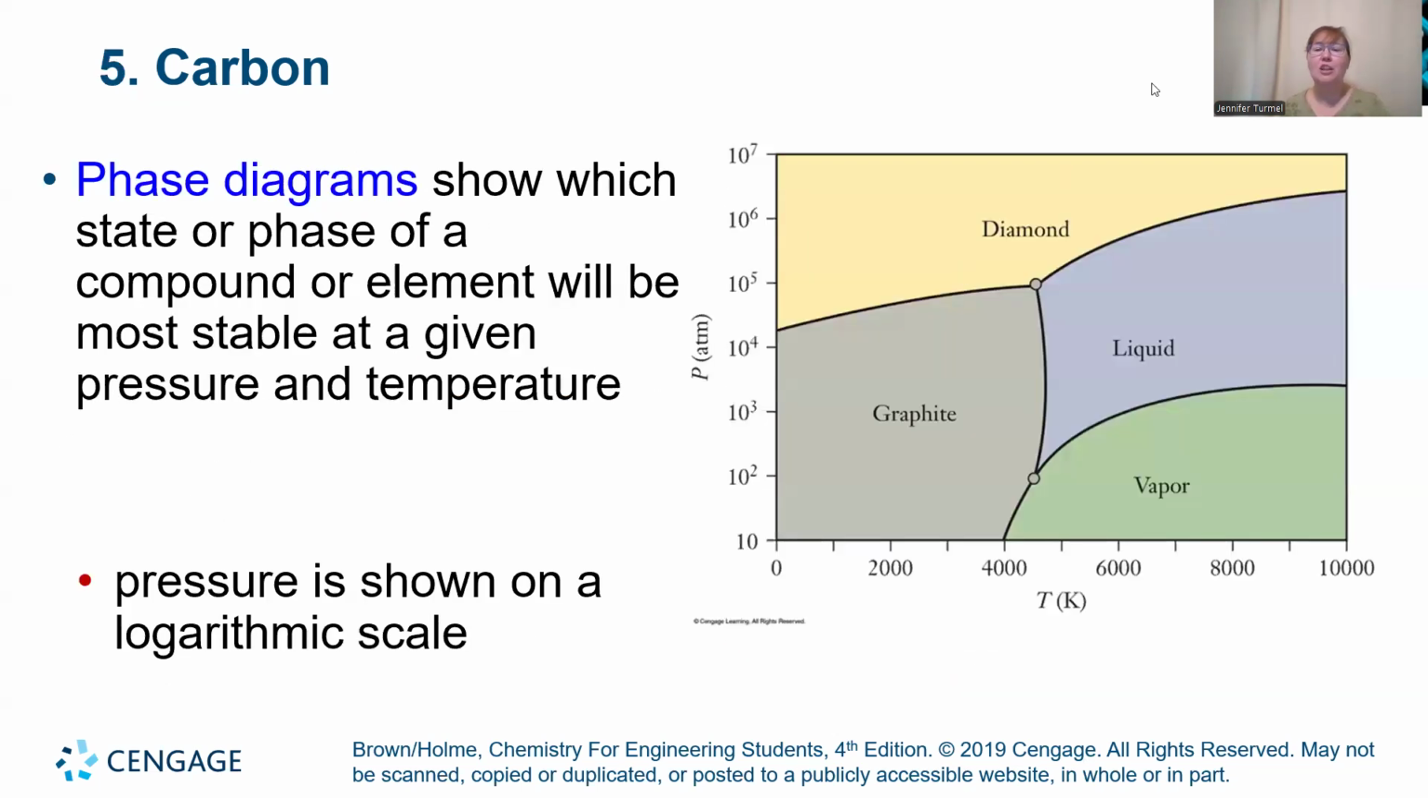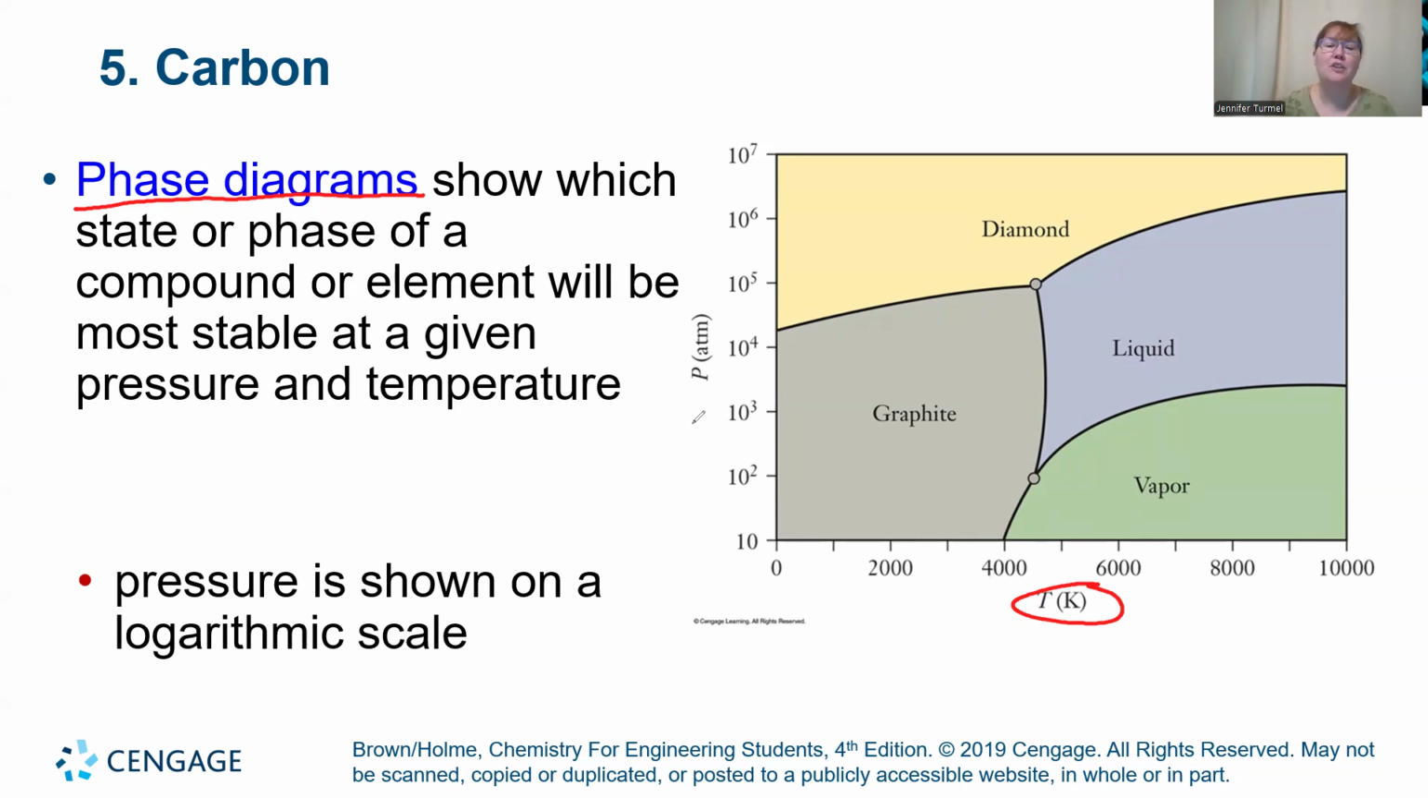All right, so let's take a look at carbon just as a compound, okay? So this is what's known as a phase diagram. And a phase diagram shows which state or phase of a compound or element will be most stable at a given temperature and pressure. So we're in kelvins, okay? And this is a straight scale, so 2,000, 4,000, so right about 4,000 kelvins is where graphite can become vapor, or just a little higher than that becomes liquid.